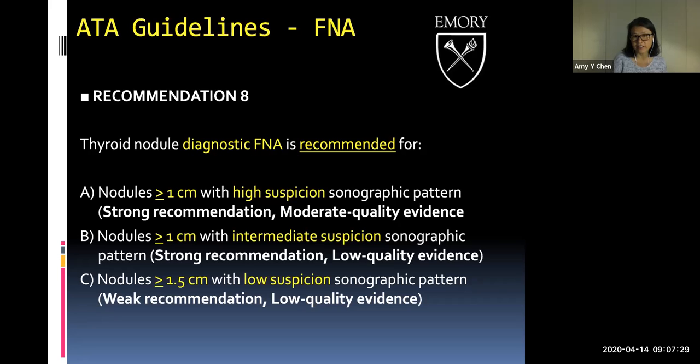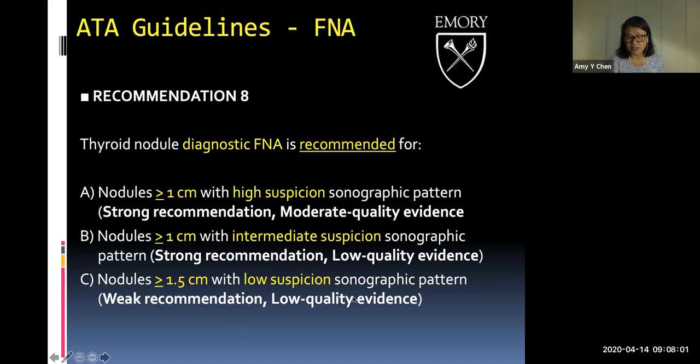So one of the first recommendations that was changed in 2015 was a very nuanced approach to identifying which nodule should be biopsied. And it mainly boils down to the sonographic appearance of the nodule itself, not the presence of yes or no, whether you have a nodule or not. And so here you can see that all nodules greater than 1 centimeter with high suspicion should get a biopsy. Greater than or equal to 1 centimeter with intermediate suspicion should also get a biopsy, but it's low quality evidence for this group.